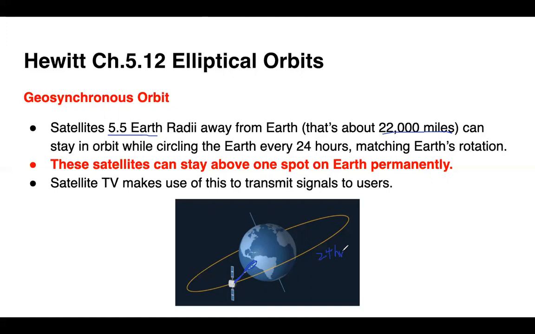Does anyone know how long it takes Earth to make a full rotation on its axis? 24 hours. It matches, right? And so a satellite like that could stay stationary over a single point on the planet in perpetuity. And so a lot of you are getting at that in your definition, that these are satellites that are hovering over a single spot. Imagine having a satellite that is right above your head, 22,000 miles up, but it just stays there.